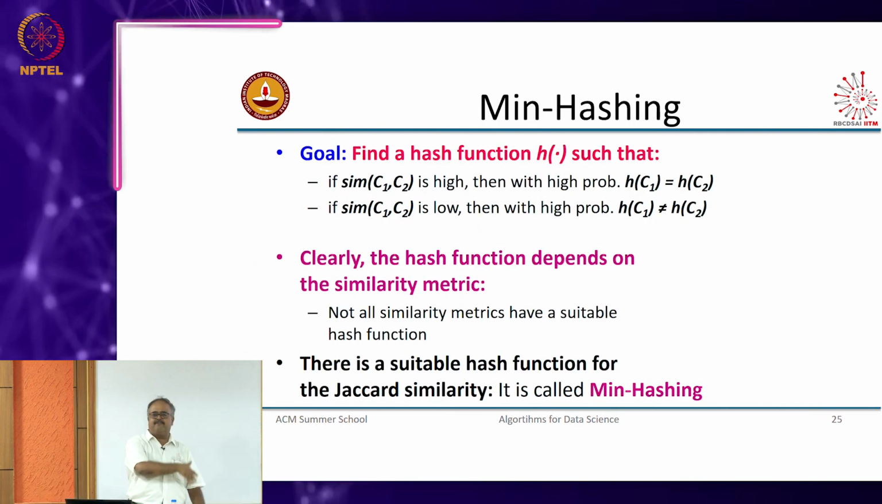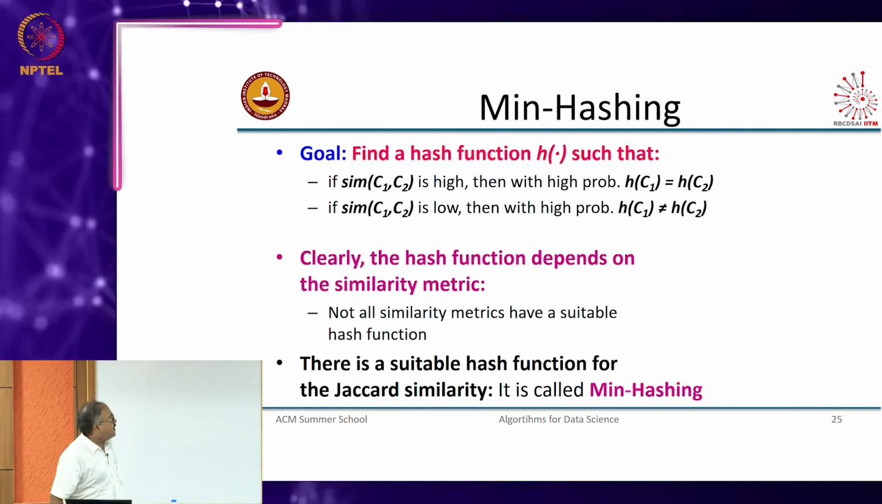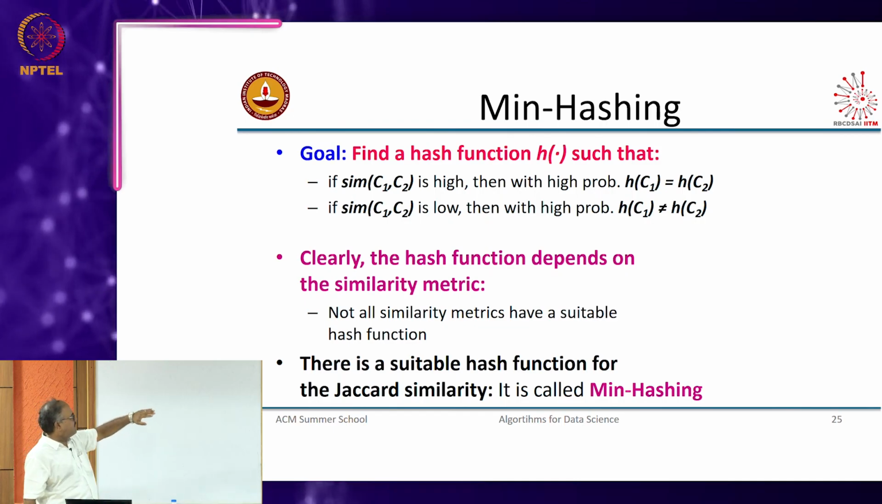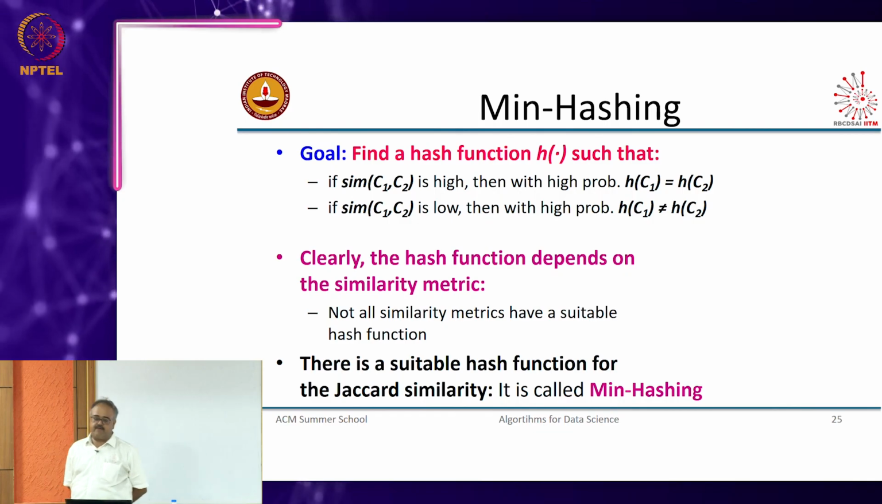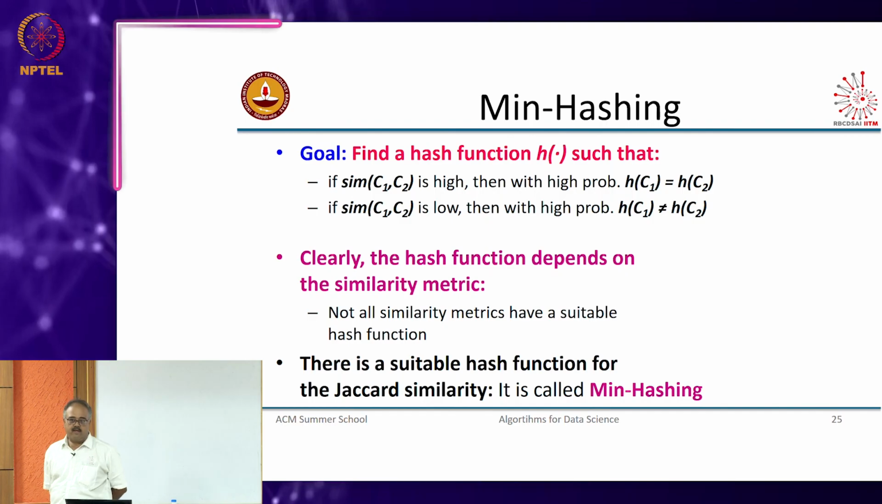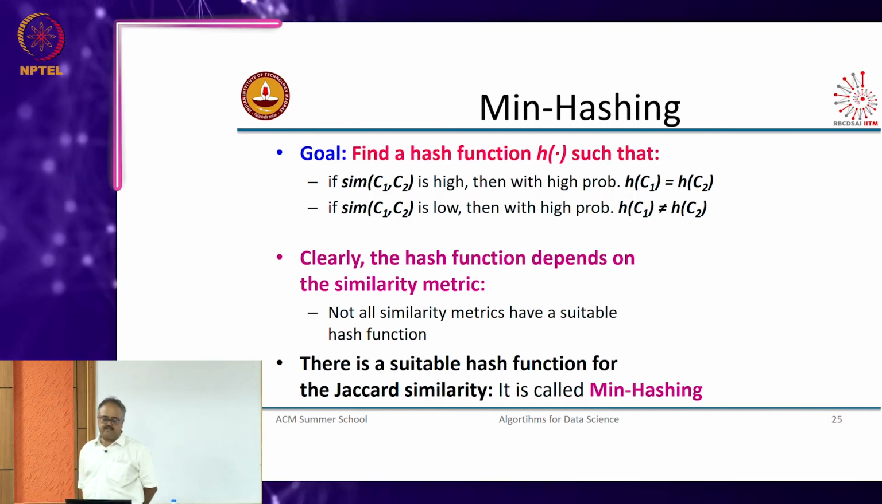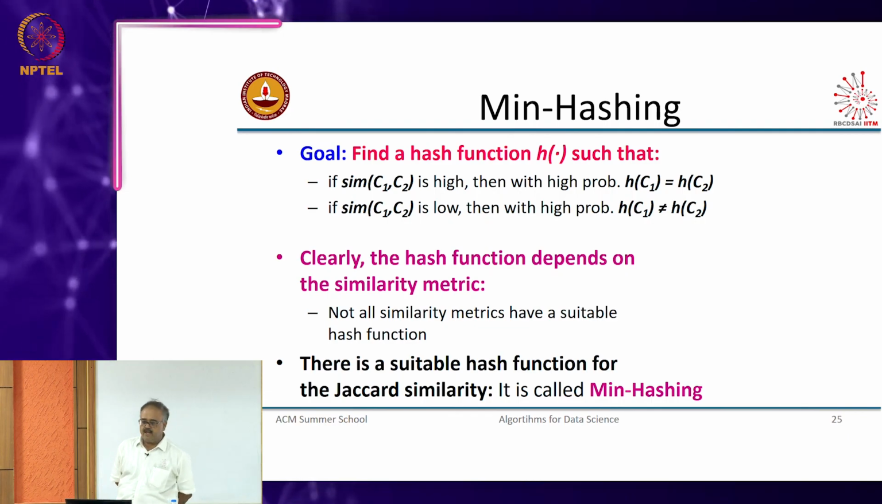Let's just forget about the second half of the previous slide. Let's go from here. The idea is that if similarity of C1 and C2 is high, then with a very high probability I want the hash value of C1 equal to the hash value of C2, and if similarity of C1 and C2 is low, then with a high probability we want the hash value of C1 not equal to the hash value of C2. This is the guarantee that we are going to give.